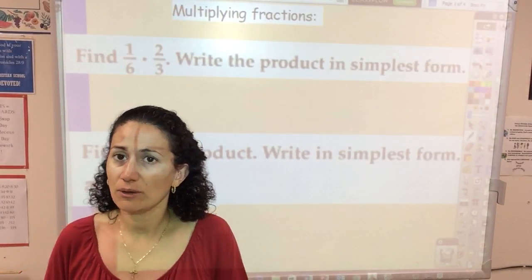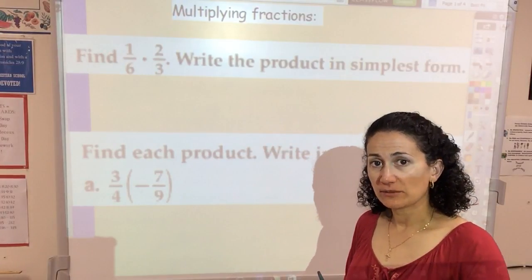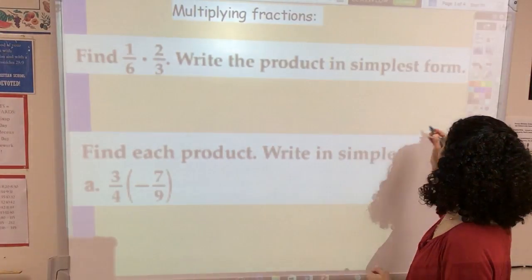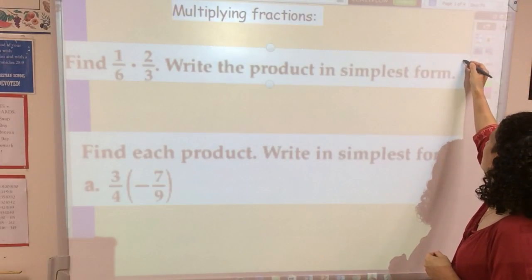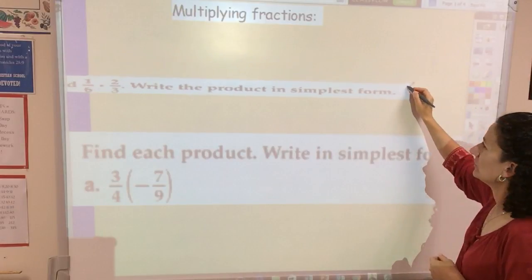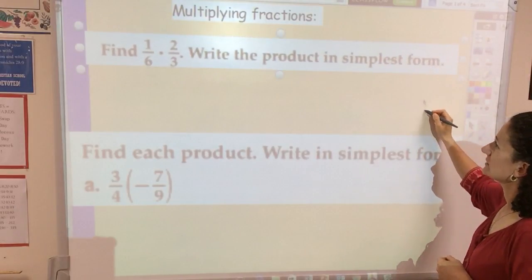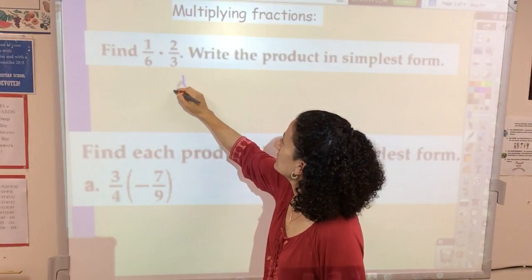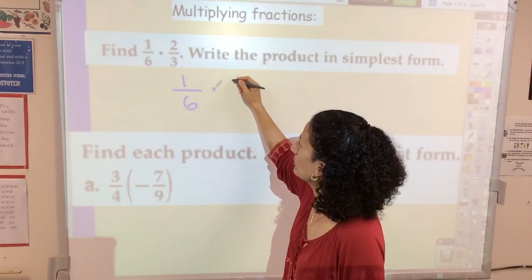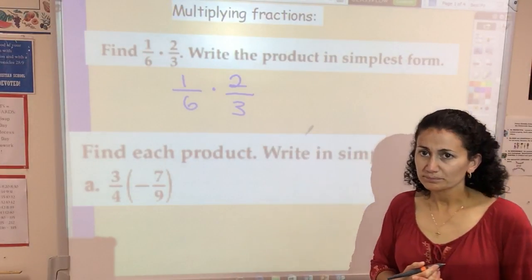Today I'm going to show you how to multiply rational numbers. We've already learned how to multiply and divide decimals. Now we're going to look at other rational numbers, and you probably see from this example, fractions. Okay, so let's start with two simple fractions. To multiply fractions, you simply multiply numerator by numerator and denominator by denominator.